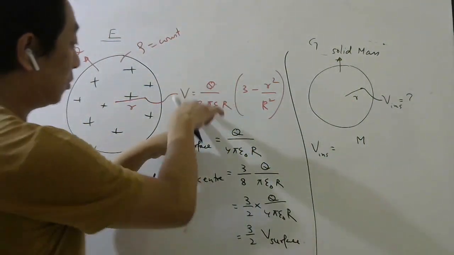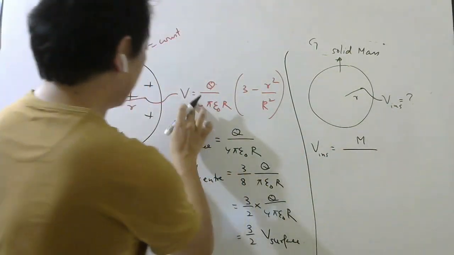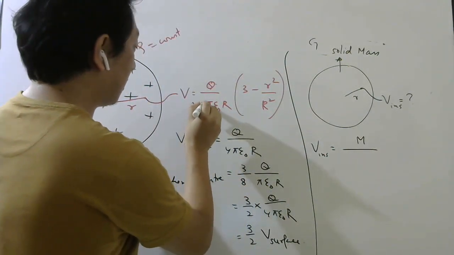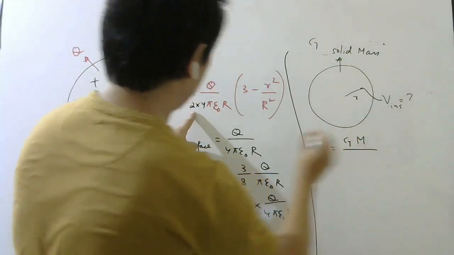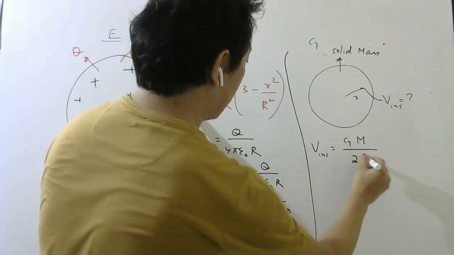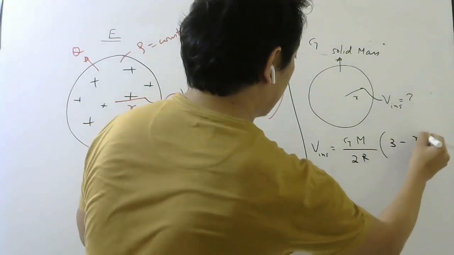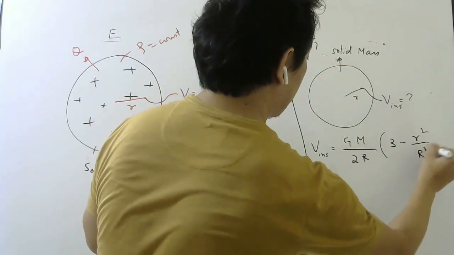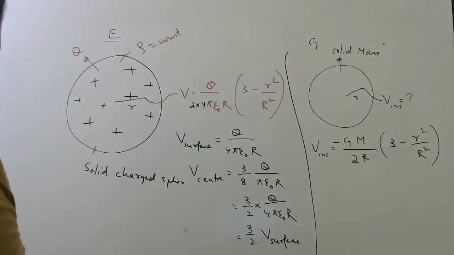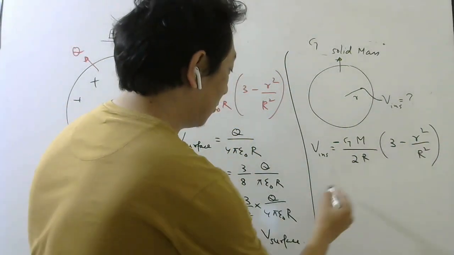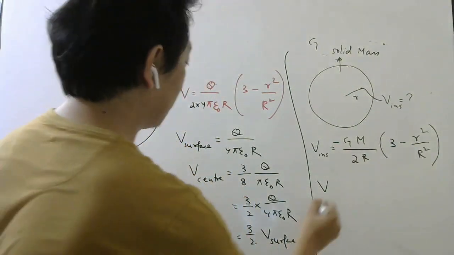Okay, we have to write one extra 2, which is this 8. I can write 2 into 4, right? Then 1 by 4 pi epsilon naught I can write G. Then here 2R, then 3 minus r square by capital R square. Then minus sign we should not forget for gravitational potential.